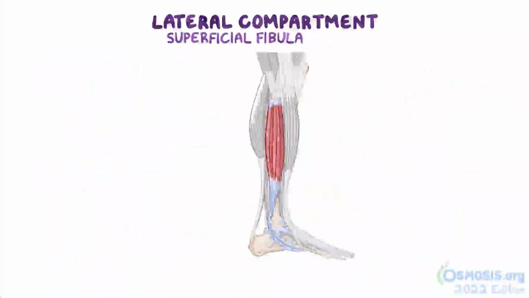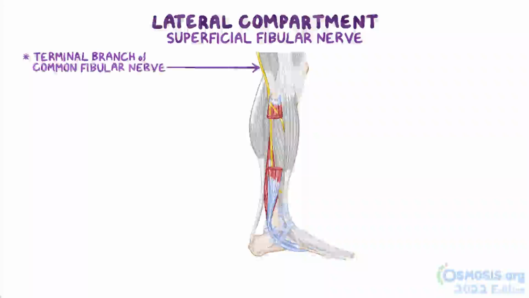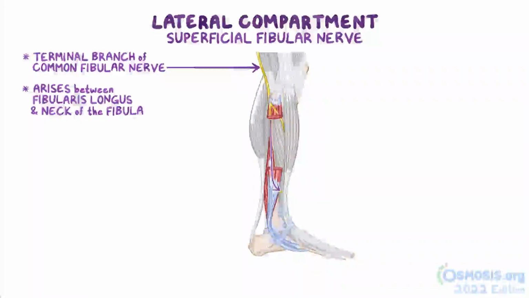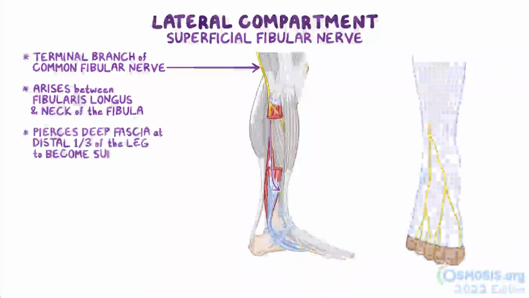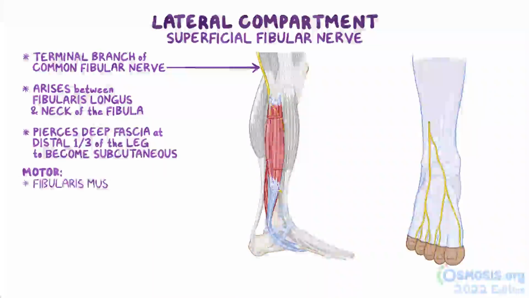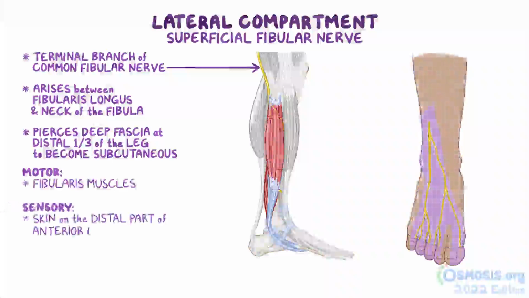The superficial fibular nerve, which is the other terminal branch of the common fibular nerve, innervates the lateral compartment. It arises between the most proximal attachment of the fibularis longus and the neck of the fibula, from where it descends down the leg until it pierces the deep fascia at the distal third of the leg to become subcutaneous. Now, the superficial fibular nerve supplies motor innervation to the fibularis muscles and sensory innervation to the skin on the distal part of the anterior surface of the leg and nearly all of the dorsum of the foot.